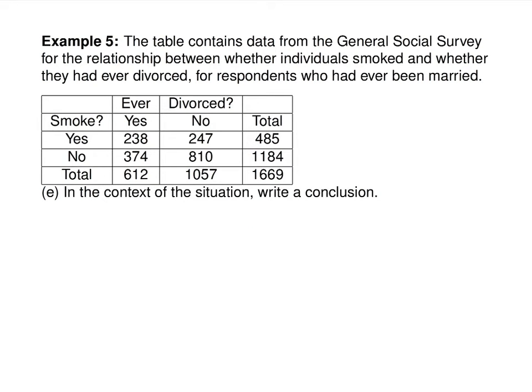So in the context of the situation, write a conclusion. So what do we do about H naught? So we reject H naught. So that's not the context, that's just your first thing. So what do you say? So this means that there is or is not a relationship. There is a relationship.